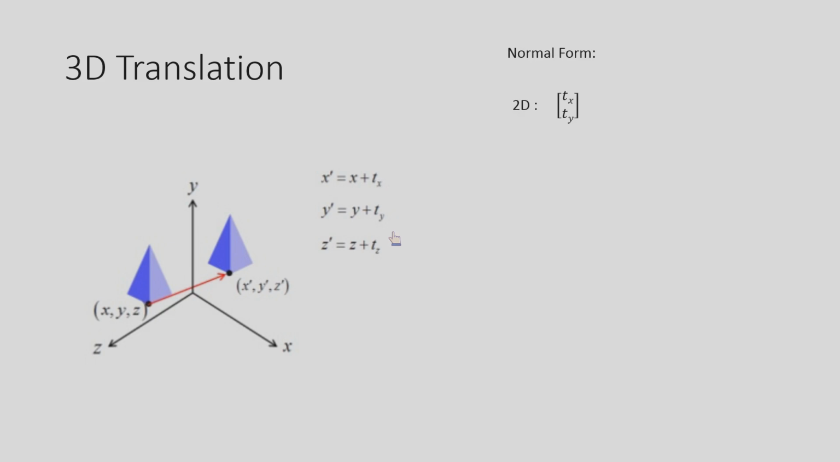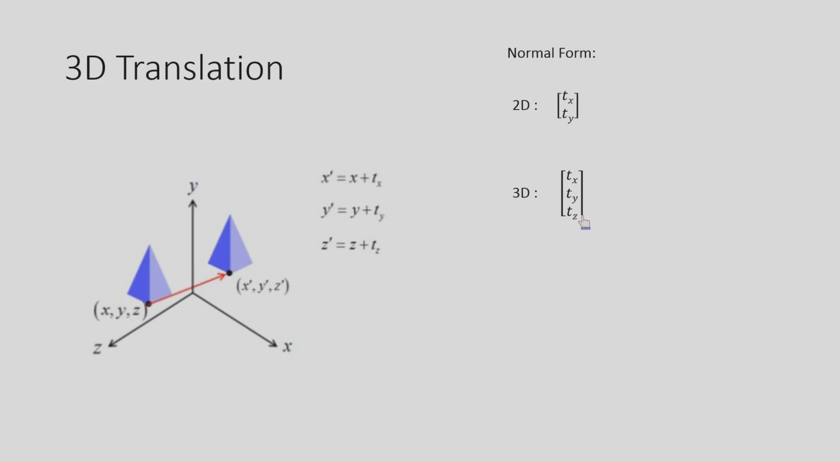The same thing can be done in matrix form like this. We had this matrix tx, ty, a 2 by 1 matrix, 2 rows and 1 column, for 2D translation. If we extend it to 3-dimensional, we will get the similar matrix, but it will be a 3 by 1 column matrix. So additional translation factor tz will be included here.